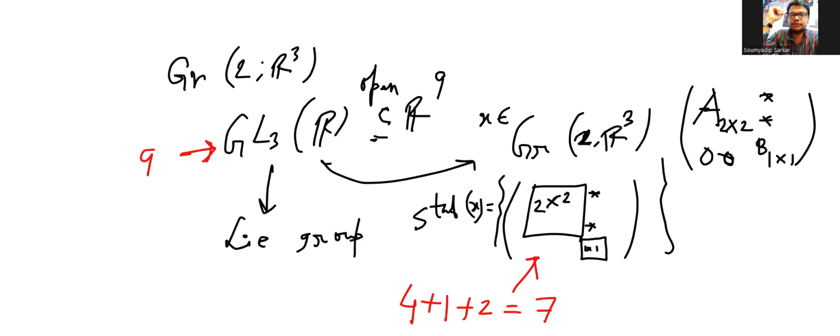So what is the dimension of the homogeneous space, the dimension of this as a manifold? By dimension, I do not mean the dimension of a vector space. This is not a vector space. The collection of all two-dimensional subspaces of R3 is not at all a vector space. This is a smooth manifold. What smooth manifold? It is a quotient of the Lie group GL3R.